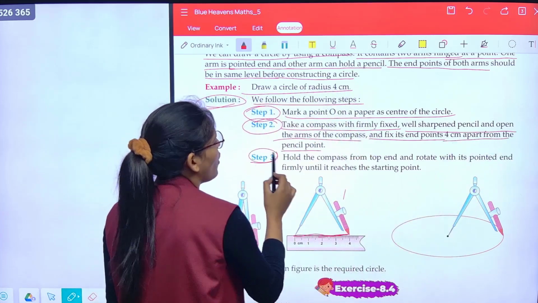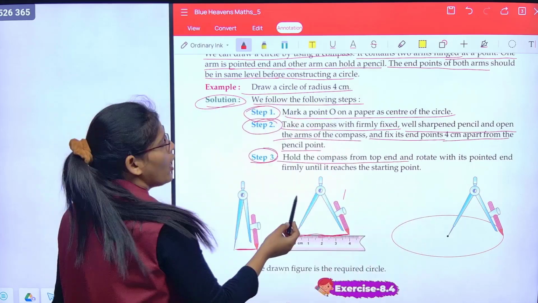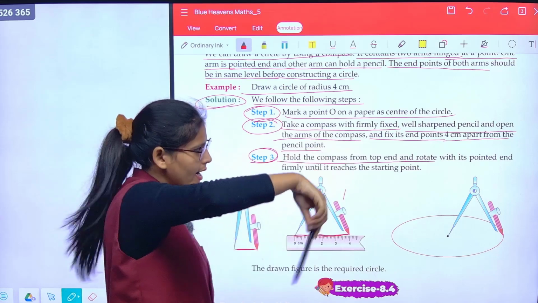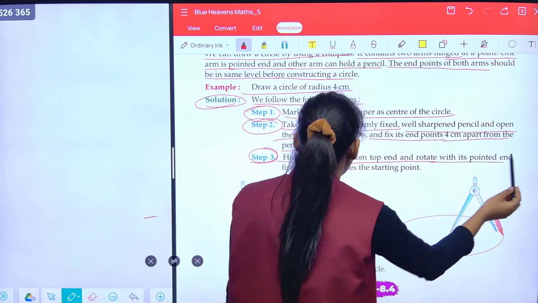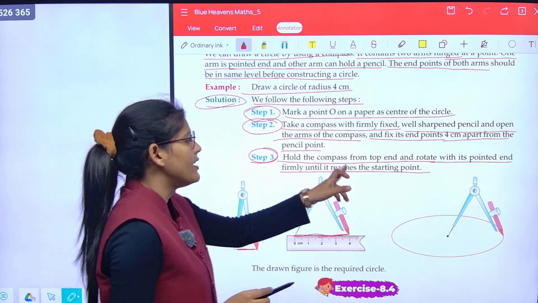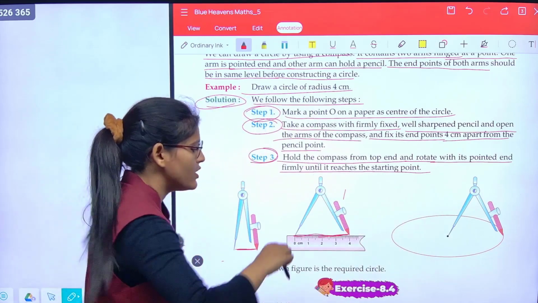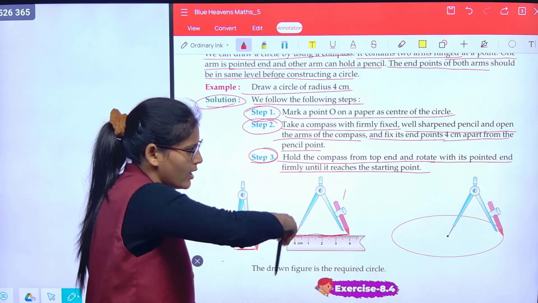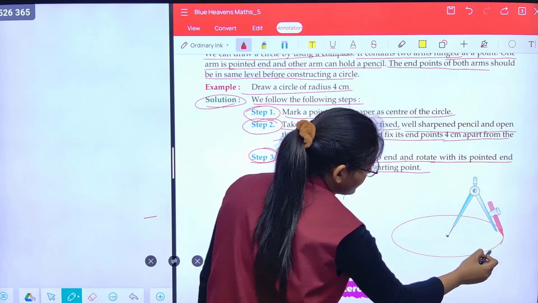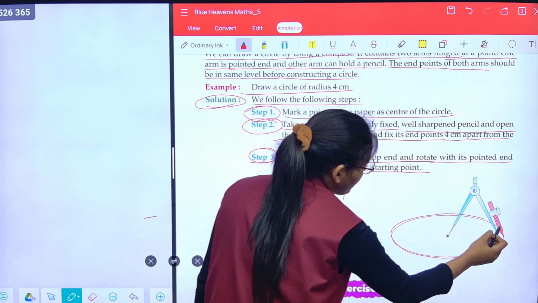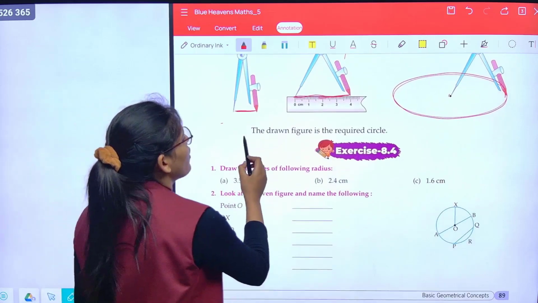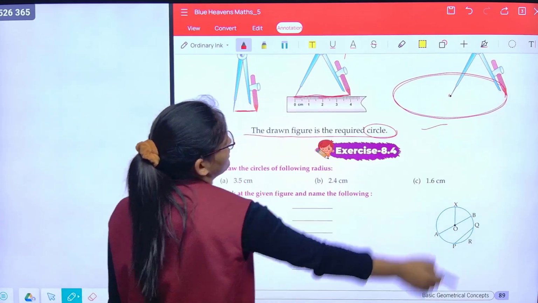Class, step 3, hold the compass from the top end like this and rotate it firmly until it reaches the starting point. Class, see, we round it from where we started until we reach our starting point. Class, see, the drawn figure is the required circle.